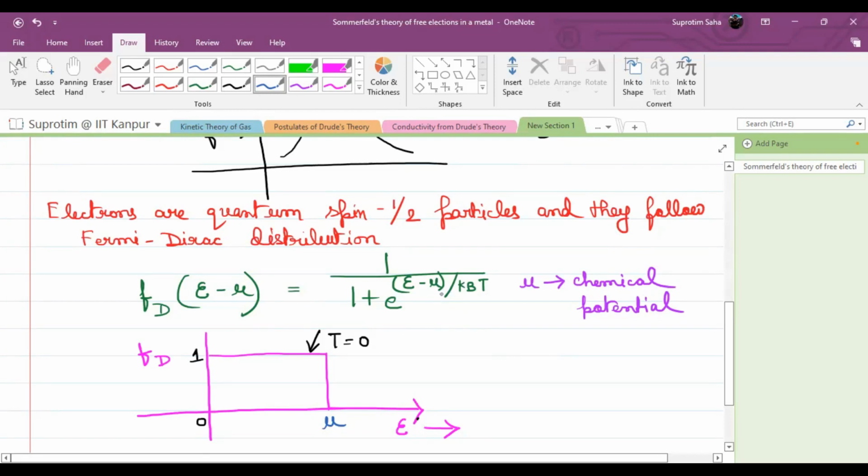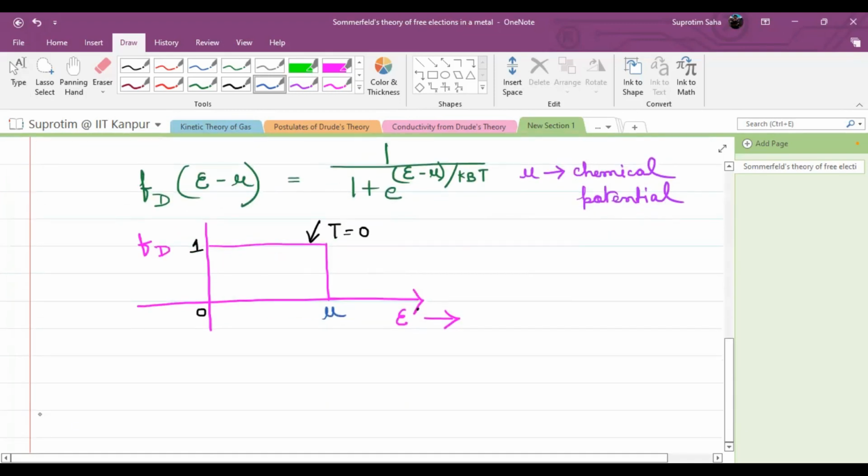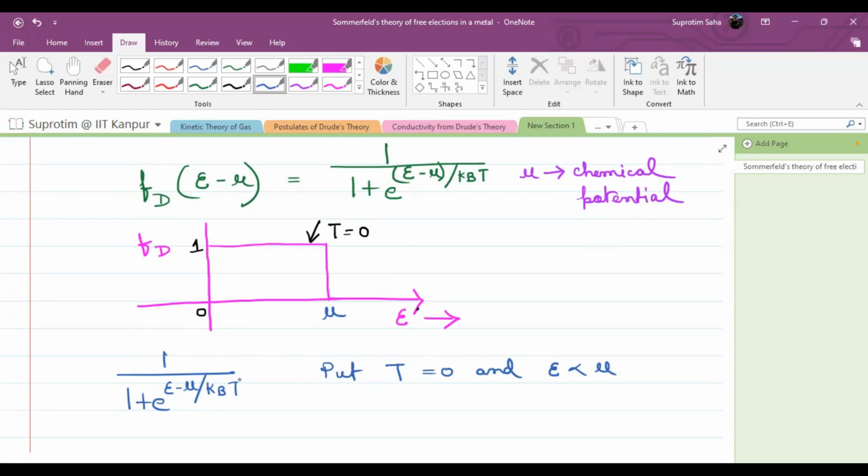You can understand why it is 1 and 0 as a form of the limiting value. You look at this distribution, 1 over 1 plus e raised to epsilon minus mu over kT. Put T equals 0 and epsilon less than mu. Then the power raised to epsilon minus mu over kT goes to negative infinity. So this will be 1 plus e raised to minus infinity, because T is 0 there.